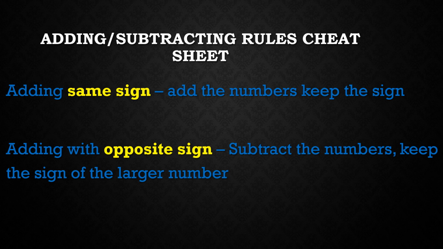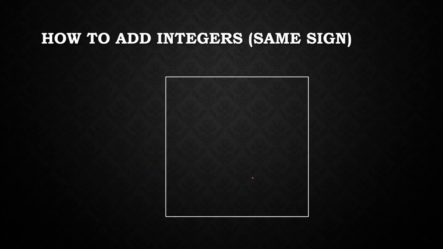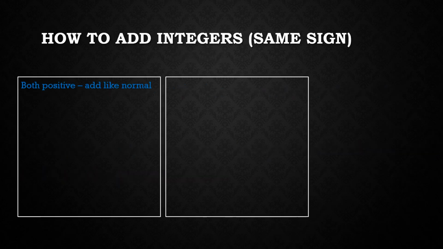And when we're adding with opposite signs, we want to subtract the numbers, and then we want to keep the sign of the larger one. Okay, so we'll do a few examples. Our first example is when we have both positive. Okay, these we would just add like normal.